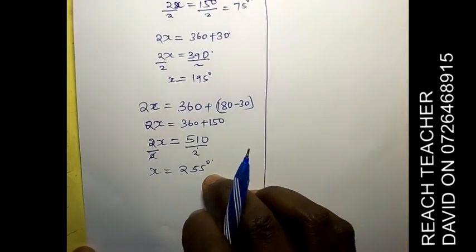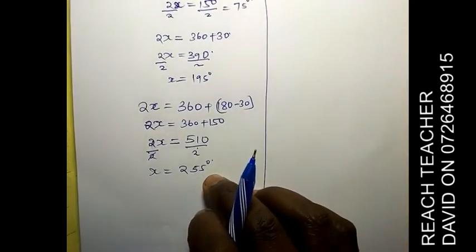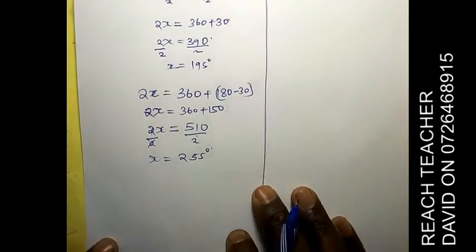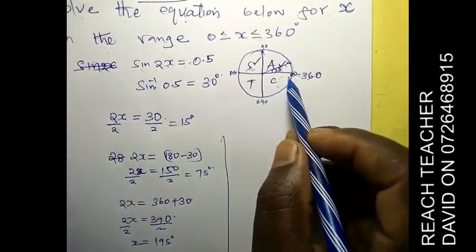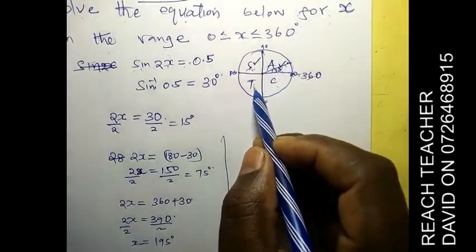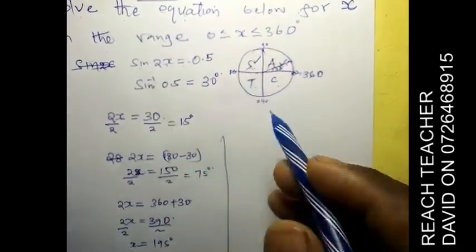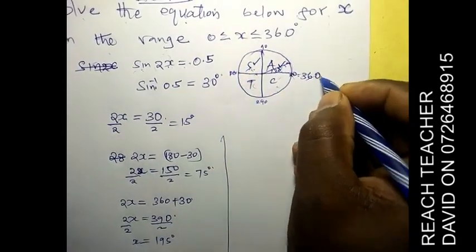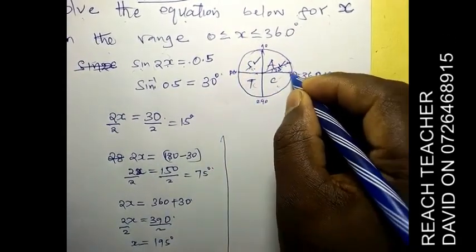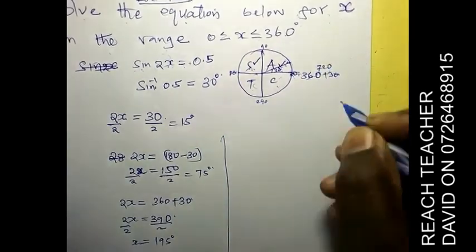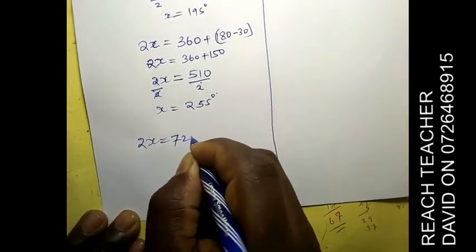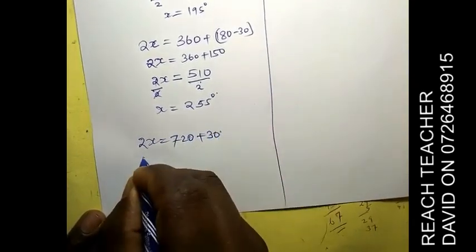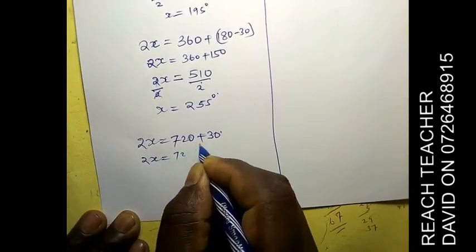So we have not yet reached 360. We continue until we have 360, or if it goes beyond 360, we stop. Now the next one, so now we have gone the first cycle, we are in the second cycle. First cycle, we are finished. Now we are going to the second cycle. So we are coming here, it is 360 plus 360. Therefore, at this point, we are at 720, right? Now we will have 2x equal to 720 plus 30. So 2x equal to 750.